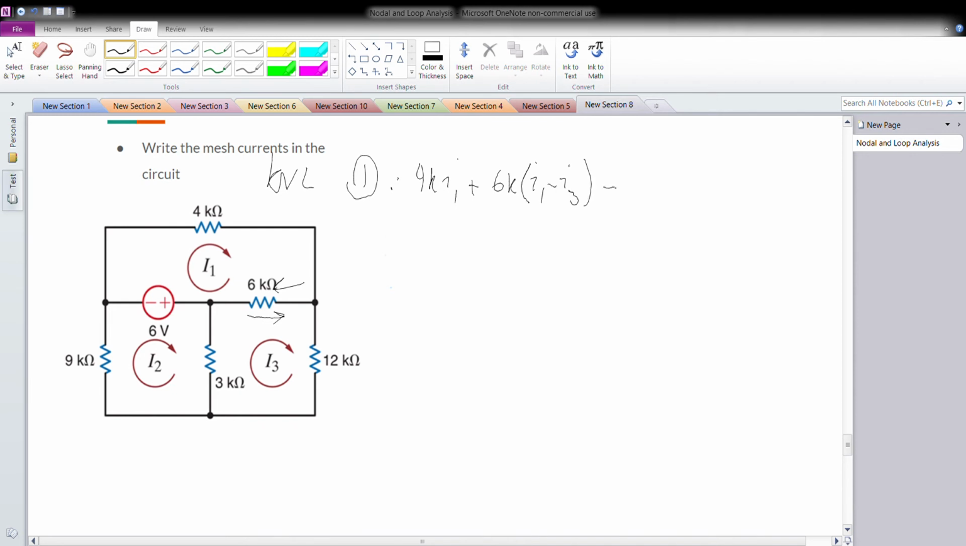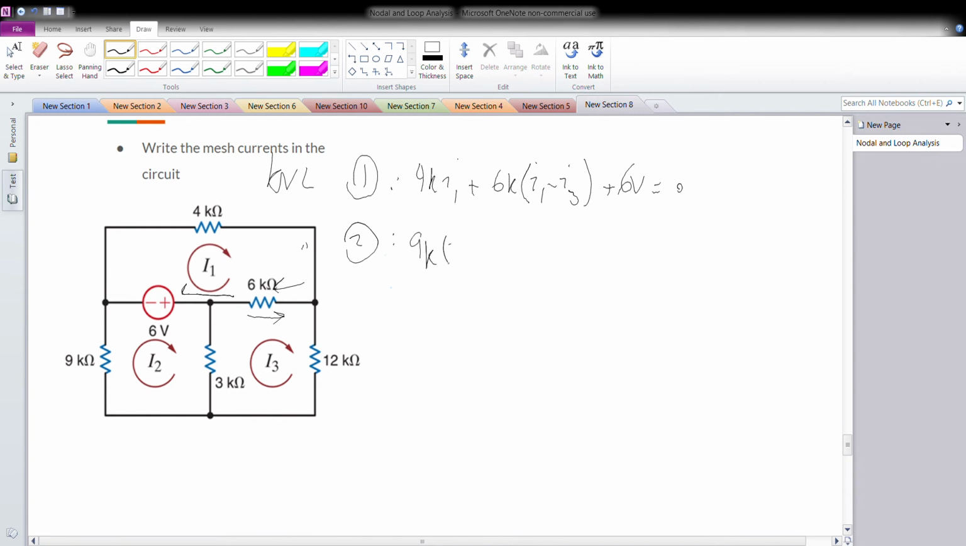Plus, I'm going this way, so I enter the positive side of the voltage source. Because it's a voltage source, I already know its voltage drop, so I don't need to use Ohm's law to find this voltage. I already know its voltage. So it's going to be plus 6 volts equals 0. So that's loop 1.